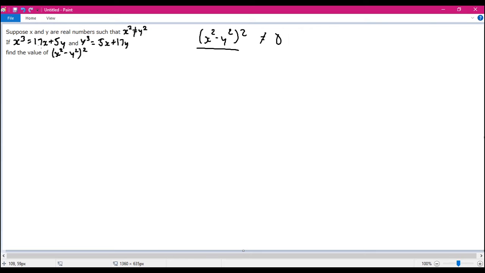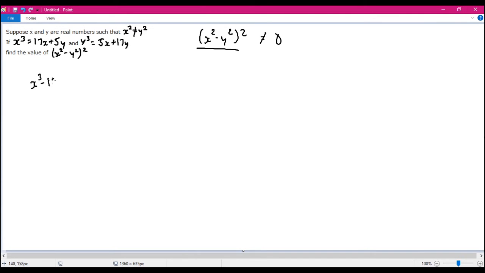If x cubed equals 17x plus 5y, and y cubed equals 5x plus 17y, that seems kind of symmetric. Find the value of x squared minus y squared, all squared. And notice these symmetric-ish equations here. And also notice that it'd be very impractical to try to solve these.